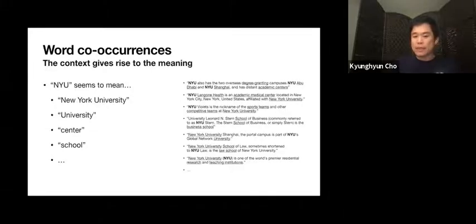So what that means is that the context in which a word appears, or could be a phrase, as you can kind of guess from now, gives rise to the meaning of the word itself. And then NYU in this particular example seems to mean, according to our search in Wikipedia, New York University, probably university. NYU seems to refer to some kind of center. NYU seems to refer to some kind of school, because these phrases or words appear together with NYU, that is, co-occurred with NYU.